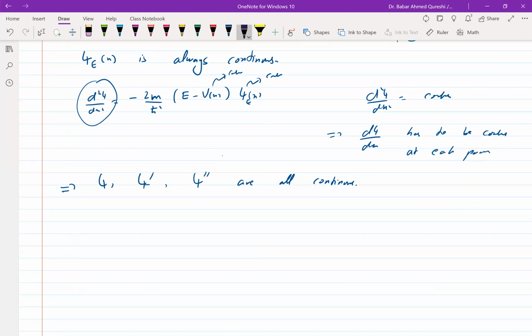However, I will consider situations where, for purposes of ease of calculation, we consider potentials that have jumps.